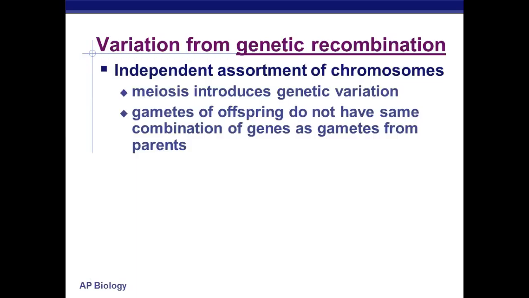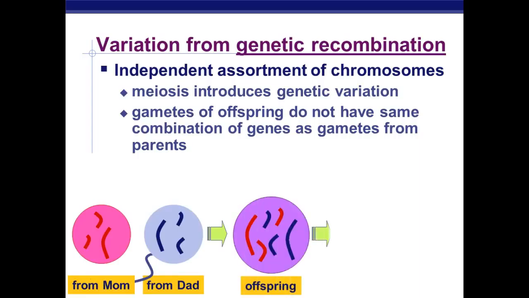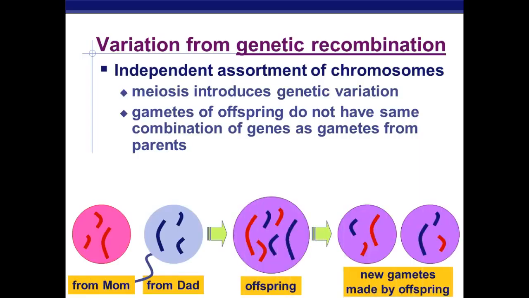So, if we have independent assortment that's introducing genetic variation during meiosis, we have gametes in the offspring that do not have to have the same combination of genes as those in the parents. So mom and dad's genetic material combined to create the offspring. When the offspring does meiosis to make gametes again, because of the factors we just discussed, we expect that the gametes in the offspring will have different combinations of genes than what was originally in the parents. So children and their parents do not have to be genetic clones of each other.